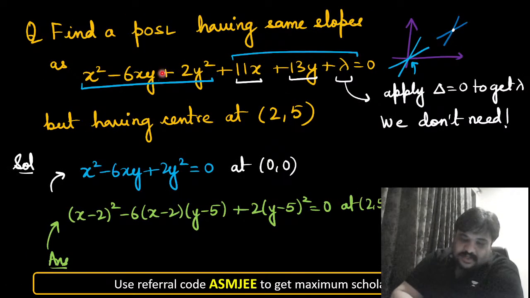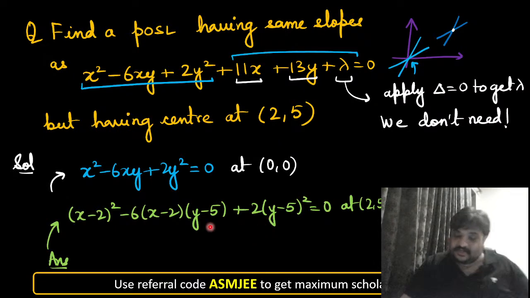In the original, you cannot apply this funda that everywhere you replace x by x minus 2y minus 5. That is not okay. You first have to come to origin and then apply this funda. What is the use of same slope? Since these three terms are identical, you will have same slopes.